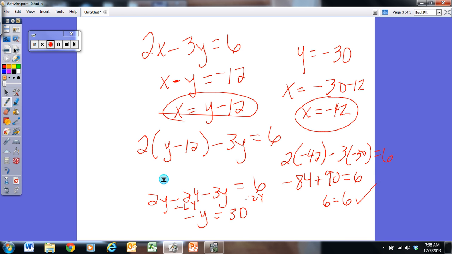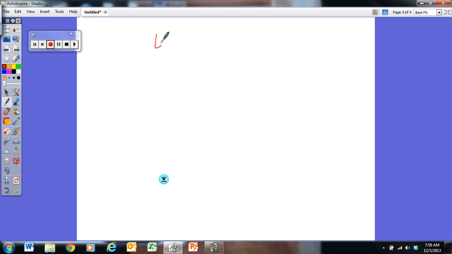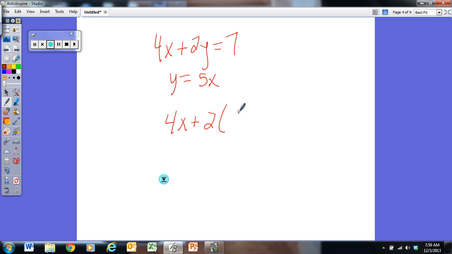Sometimes, let me do one more example. Sometimes it's already done for you. For instance, look at this problem. 4x plus 2y equals 7 and y equals 5x. I already know what y equals. Y is 5x. So I can take out this y and put in 5x. So I go 4x plus 2 times y, but y is 5x in the other equation, equals 7.